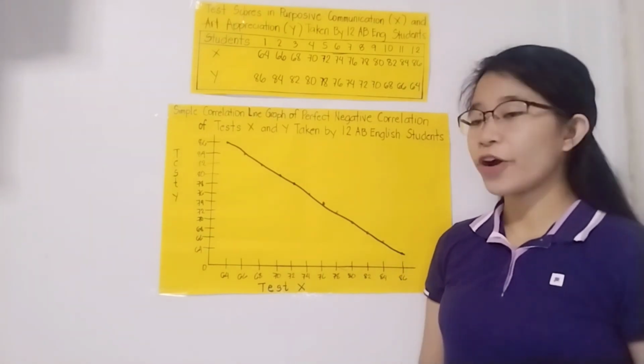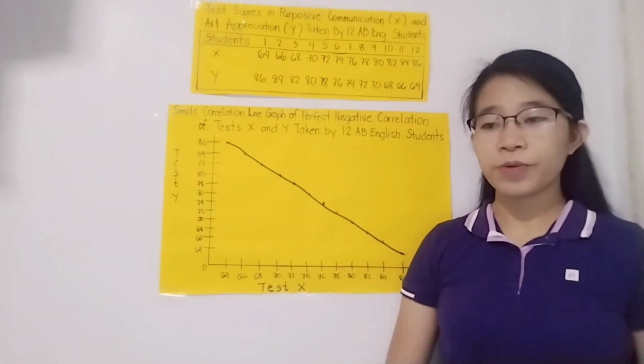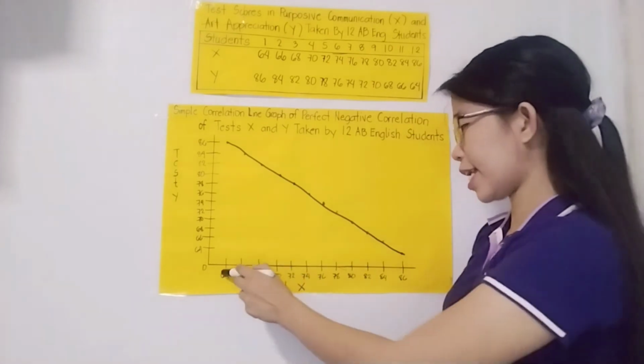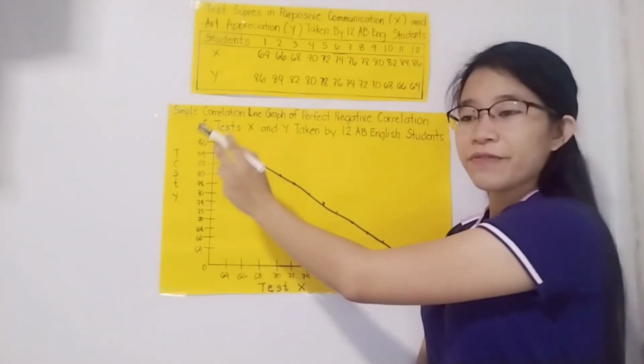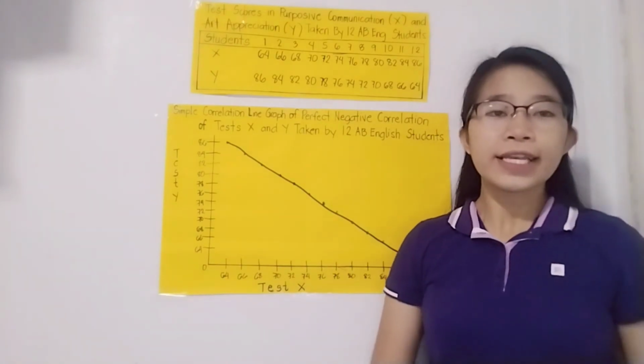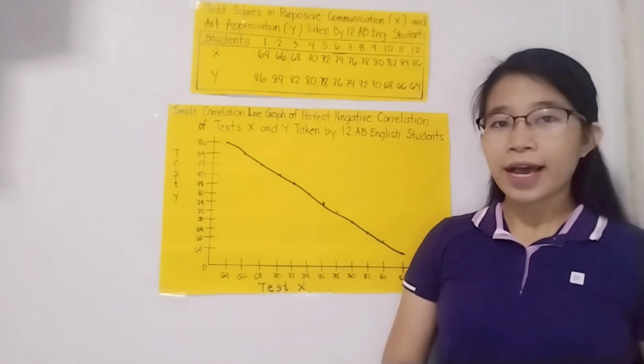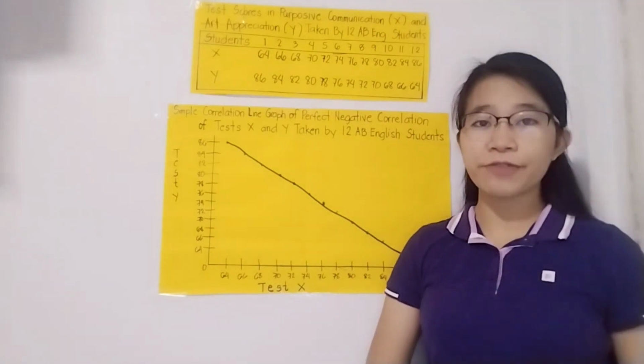A negative correlation appears as a recognizable line with a negative slope. As the x variable increases, the y variable decreases. That is why the line falls as you move to the right. And that's how you make a simple correlation line graph of a perfect negative correlation.